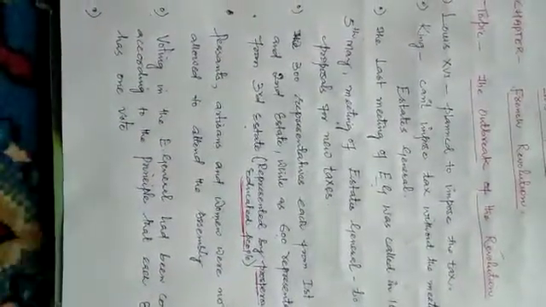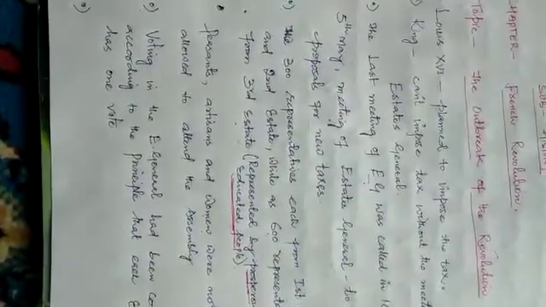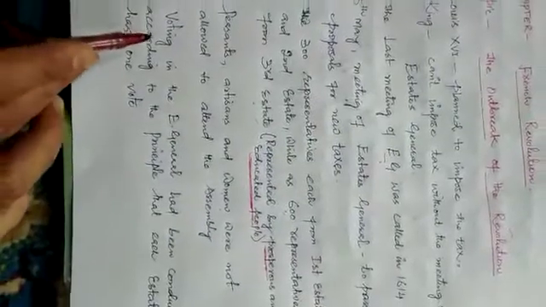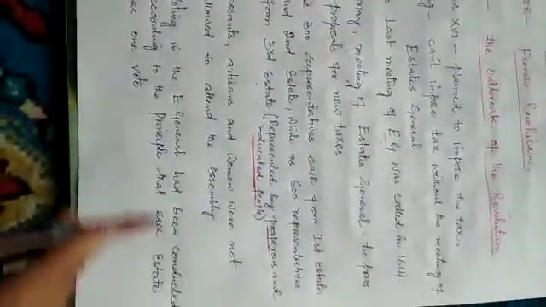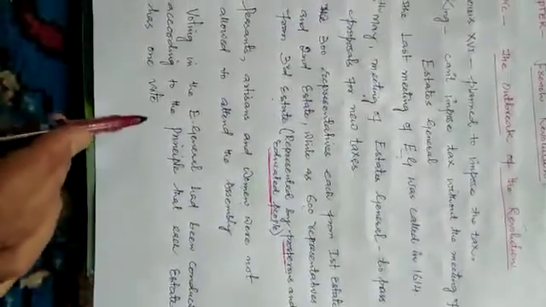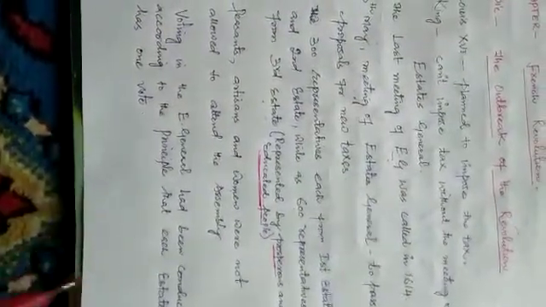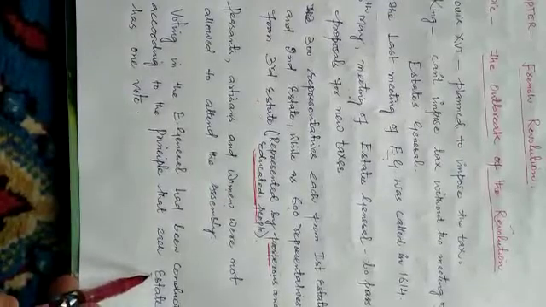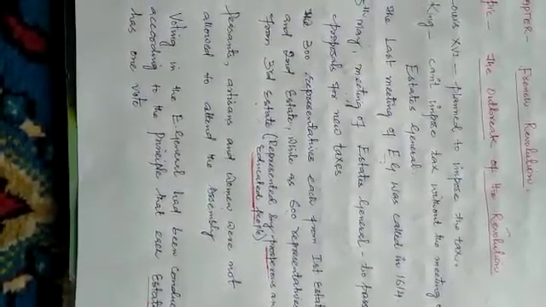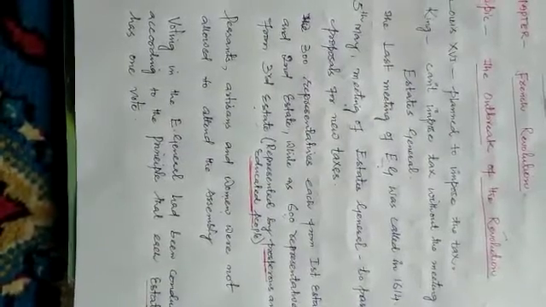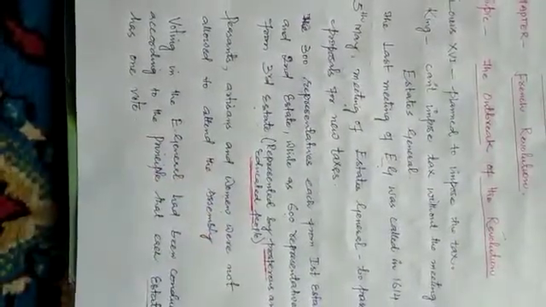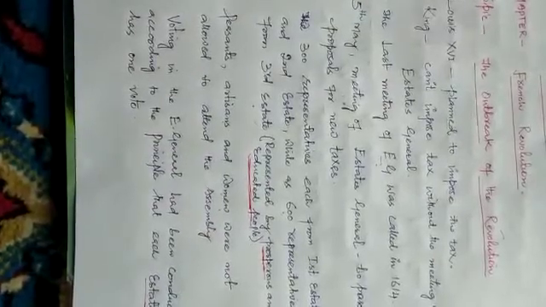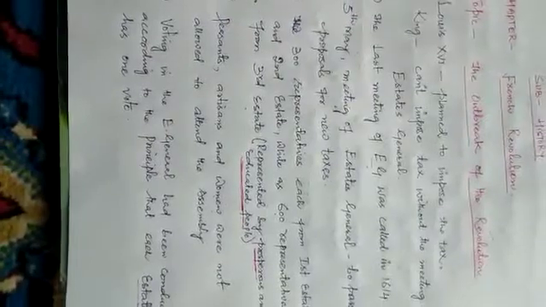Clear? So what was the procedure of voting in the Estates General? In the past, voting in the Estates General had been conducted according to the principle that each estate has one vote. Voting was not given on the basis of members, but on the basis of estates. I mean to say, each estate has one vote. Clear? So what happened after that?